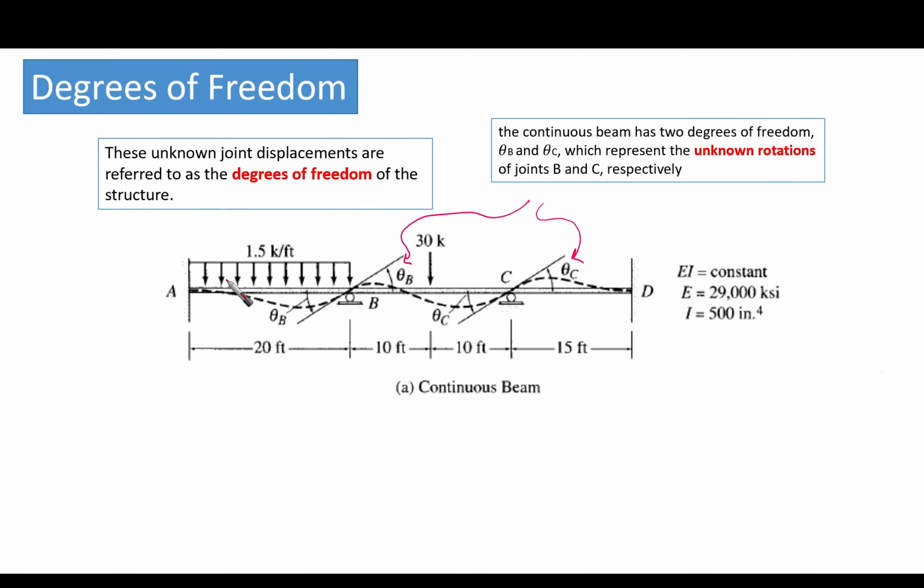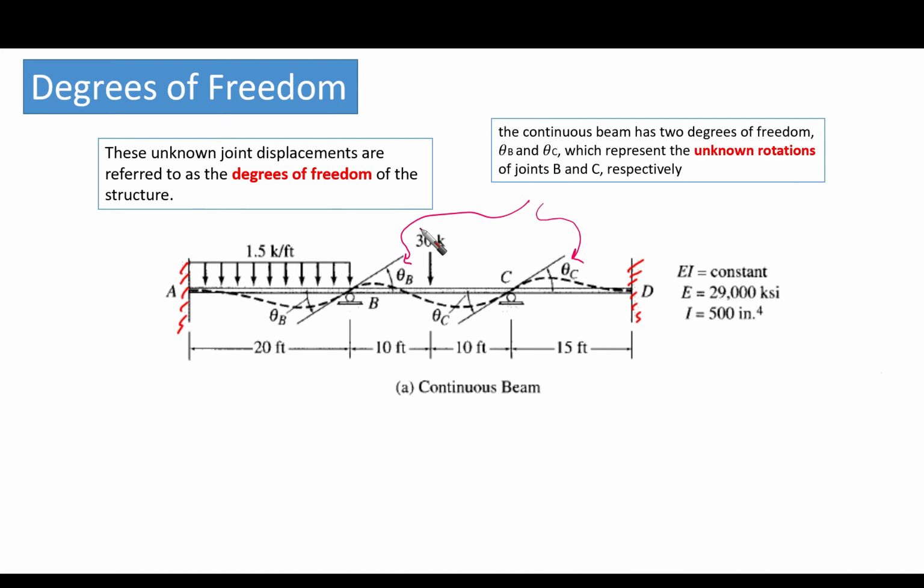Okay. So let's talk about the degrees of freedom. We're going to talk about an example, and this example is going to help us in understanding the whole equations and the whole process. If we have a beam, as you can see here, which has a fixed support at A, roller supports at B and C, and a fixed support at D.